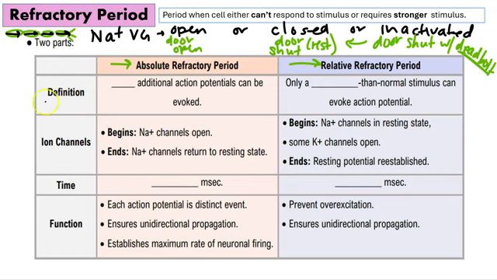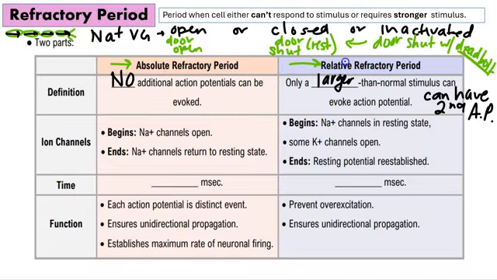Now the details about these 2 phases of the refractory period. The absolute refractory period is defined as when no additional action potentials can be evoked. That means you're only dealing with one action potential at a time, and that allows you to focus on one action potential at a time. Versus the relative refractory period, where you don't have to have just one action potential at a time. You can have a second action potential, but only if you have a larger than normal stimulus.